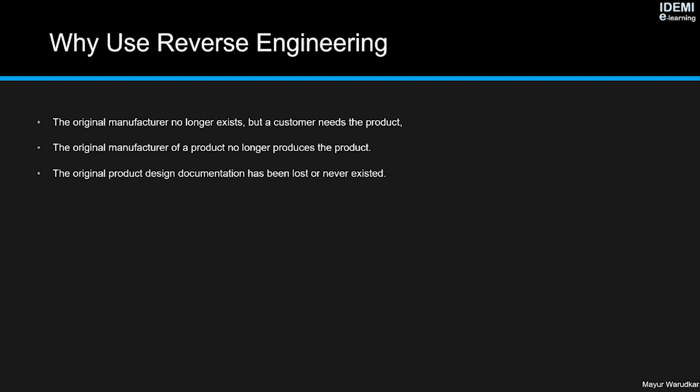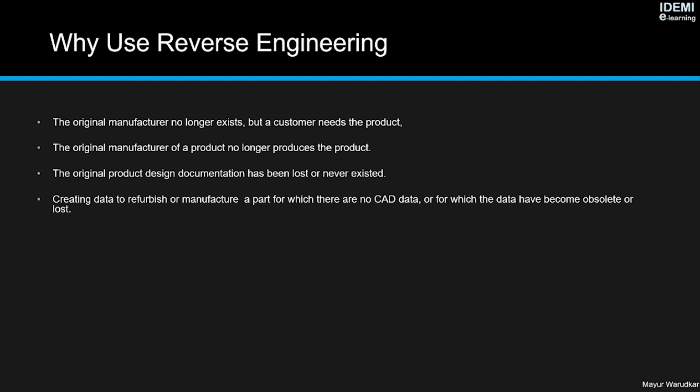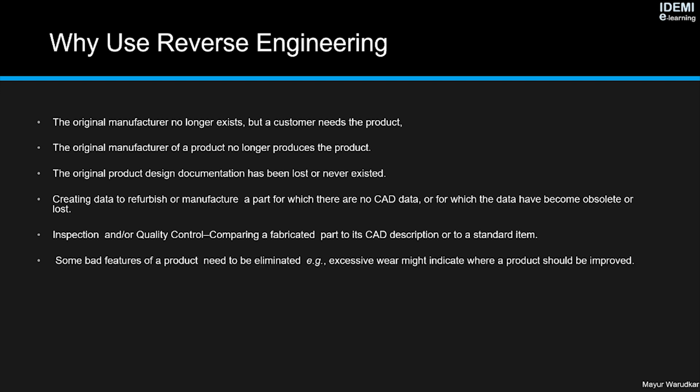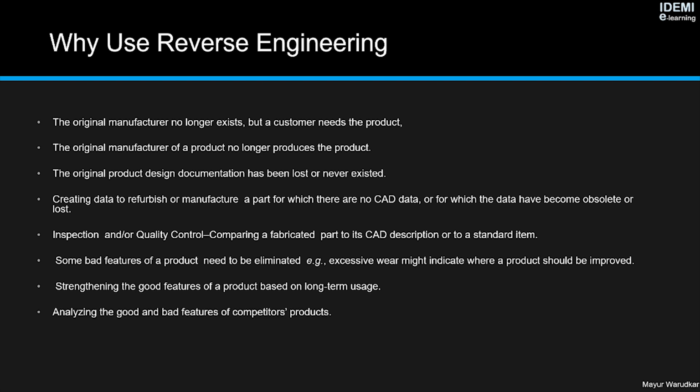Inspection and quality control, comparing a fabricated part to its CAD description or to a standard item. Some bad features of a product need to be eliminated. For example, excessive wear might indicate where a product should be improved. Strengthening the good features of a product based on long-term usage. Analyzing the good and bad features of competitors' products. Exploring new avenues to improve product performance and features.